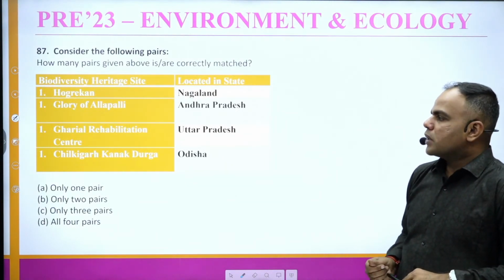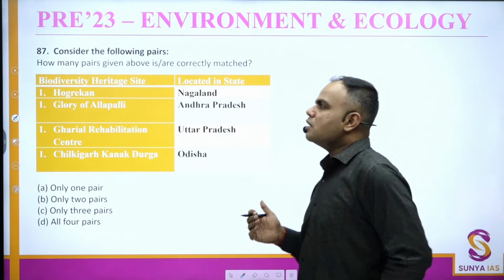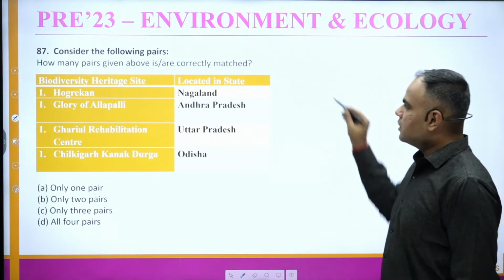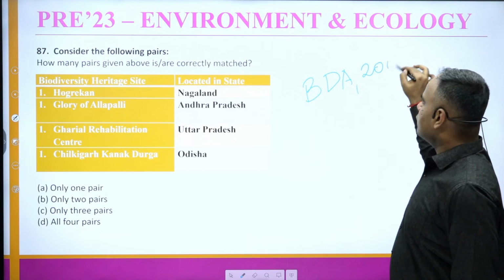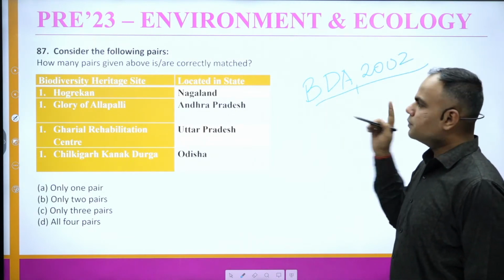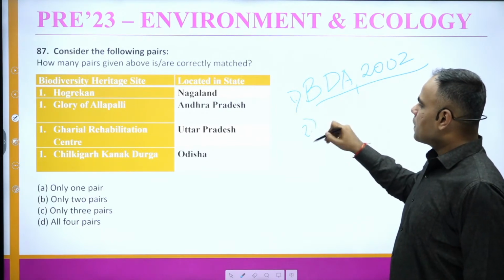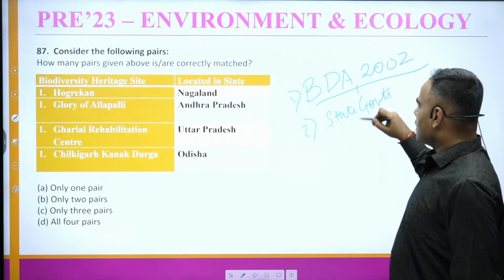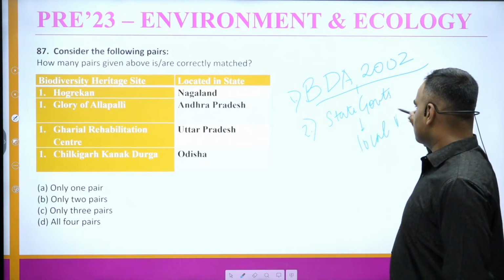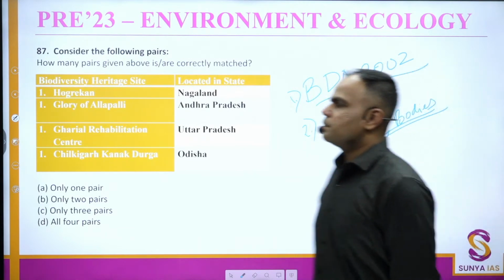Okay. So in this case, first of all, you need to know how the biodiversity heritage sites are designated. Number 1, these are designated under the Biodiversity Act of 2002. Second, these are designated by the state governments after consulting the local bodies. Okay, so one by one we'll see.